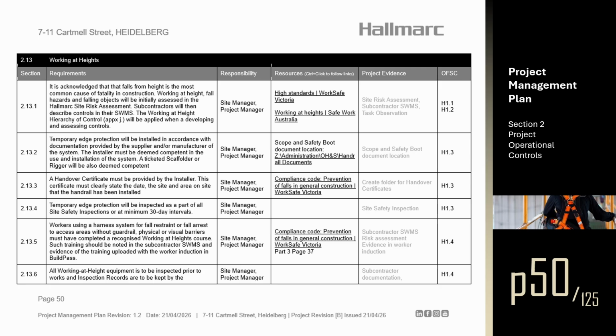Section 2.13. Working at heights. Section 2.13.1. It is acknowledged that falls from height are the most common cause of fatality in construction. Working at height, fall hazards and falling objects will be initially assessed in the Hallmarc Site Risk Assessment. Subcontractors will then describe controls in their SWMs. The Working at Height Hierarchy of Control, Appendix J, will be applied when developing and assessing controls.